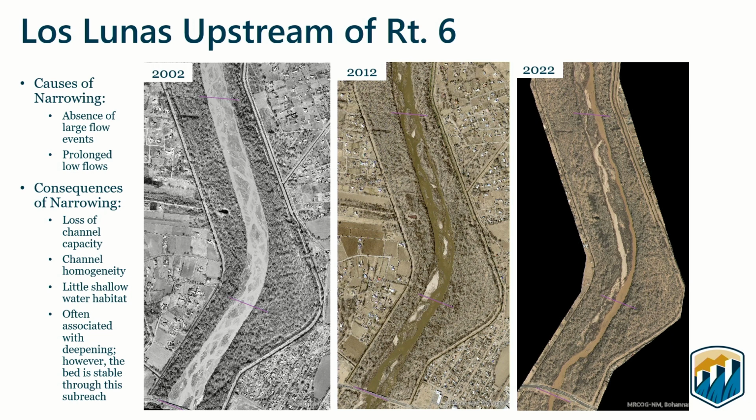It's often associated with deepening, but here, interestingly, in this Las Lunas area, the bed is actually quite stable. And that's why we're seeing the channel capacity loss, because we have narrowing but not deepening. Upstream in Sandia, you have narrowing, but you also have deepening, so the channel has a ton of capacity and you can't get the water overbank. Here, because the bed is so stable, we're having overbanking at very low discharges, because we got the narrowing and no degradation, or very little.